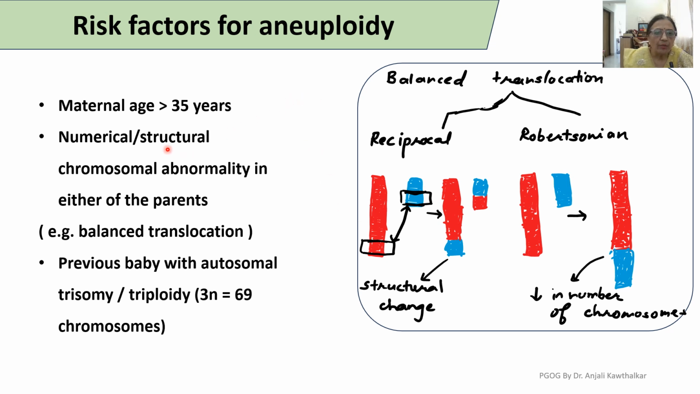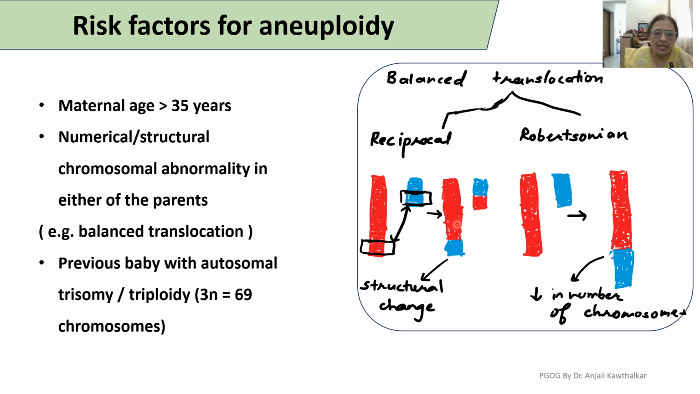In the risk factors for aneuploidy, maternal age greater than 35 years is number one. Second, there can be a numerical or structural chromosomal abnormality in either of the parents, for example, balanced translocation. Balanced translocation is of two types, reciprocal and Robertsonian. In reciprocal, there is an exchange of genetic material between two chromosomes, and that leads to a balanced translocation, meaning the person is carrying it, but there is a balance, so there is no phenotypic change or major adverse effects of this exchange of genetic material.